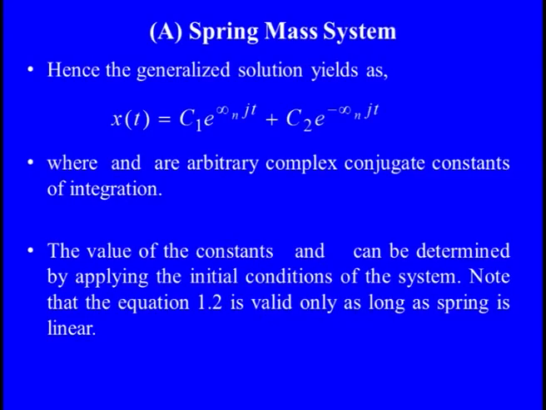So when we put this in, we have a generalized solution: x of t equals c1 into e to the power omega n jt plus c2 e to the power minus omega n jt, where c1 and c2, which are related to the e to the power omega n jt and the minus term, are arbitrary complex conjugate terms which can be easily obtained using the initial conditions.